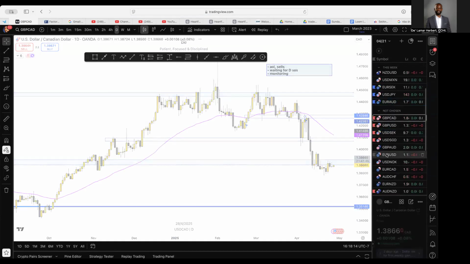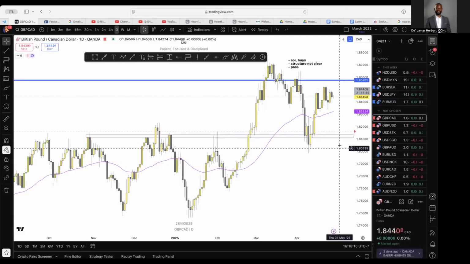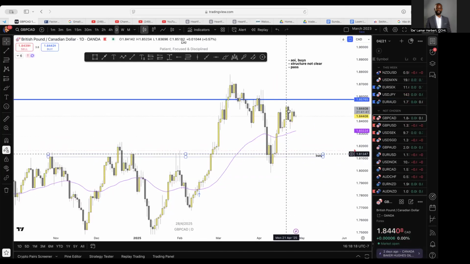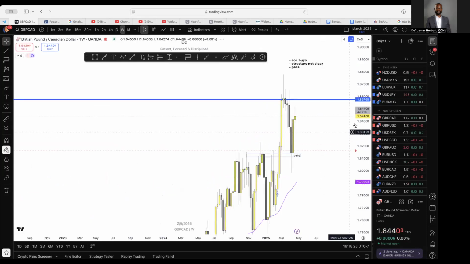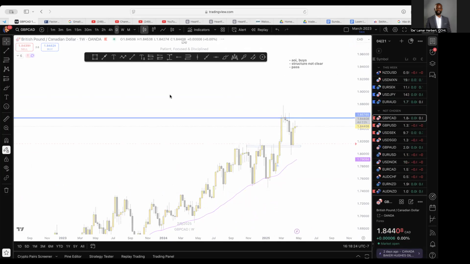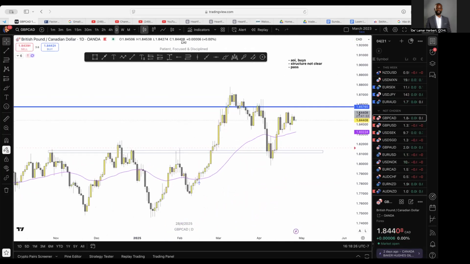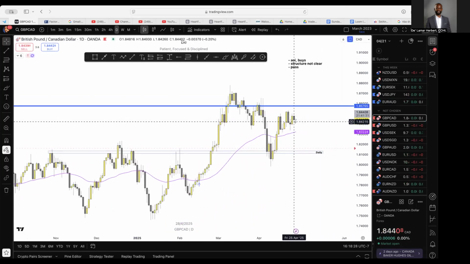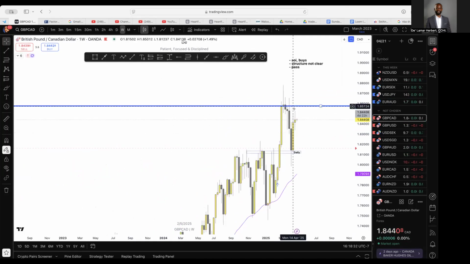All right, so let's start with GBP CAD. So GBP CAD structure is not clear here, as you can see. We're having this pullback. It is bullish on the weekly. Daily is bullish as well, but it's just unclear, especially in terms of the take profit here.